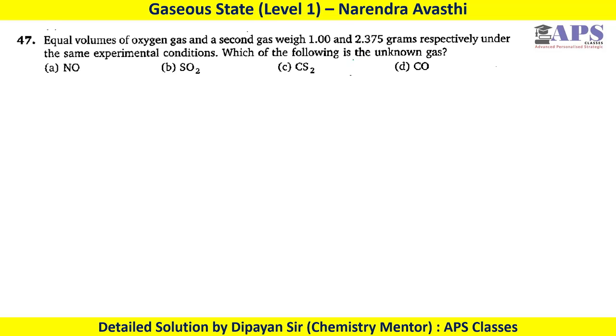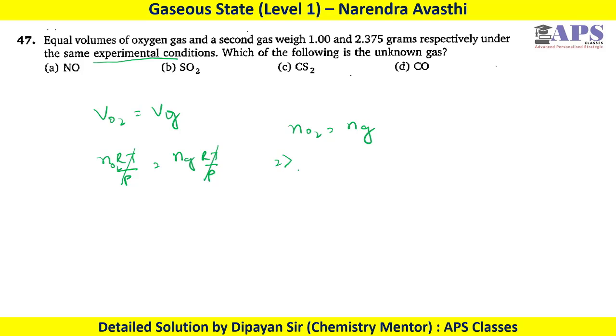If the experimental conditions are the same and volumes are equal, then volume of oxygen equals volume of unknown gas G. Volume can be replaced by nRT by P. So this is the number of moles of oxygen, and n_G RT by P. If all the conditions are equal, then RT by P will cancel. So the number of moles of oxygen equals the number of moles of the unknown gas.